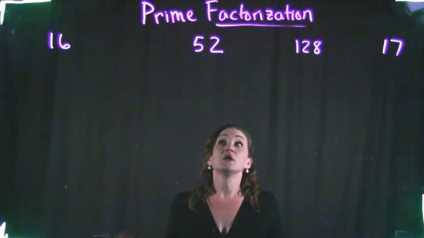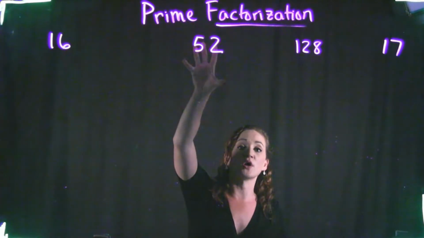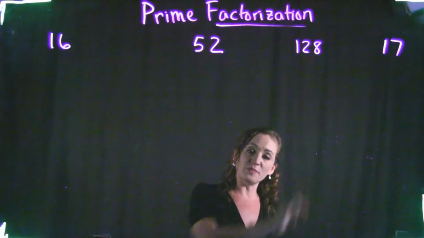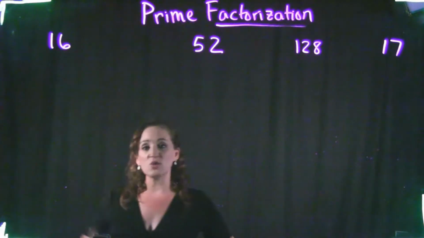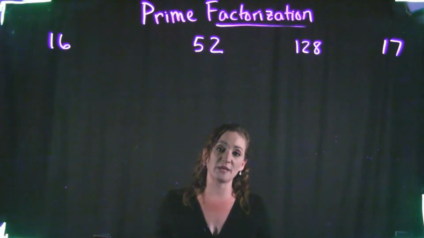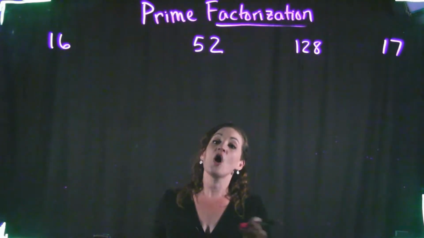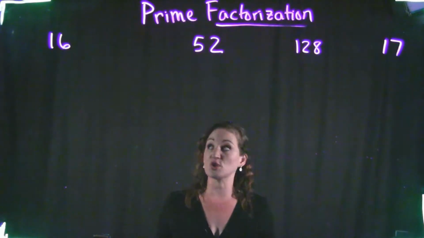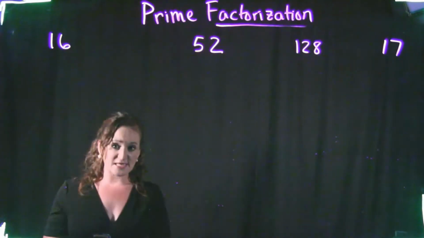So a prime factorization is when you're able to take a number and write it as a multiplication of only prime numbers. So essentially you want to break that number down and continue to break it down using multiplication so that your factorization in the end only involves prime numbers. So let's start with our first example here. The first number that we have is 16.